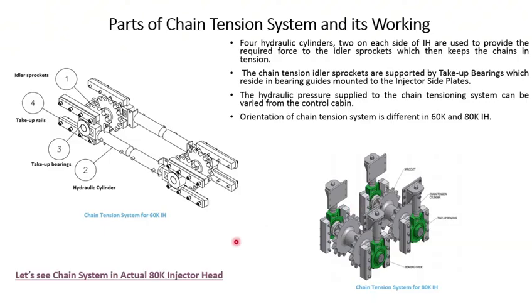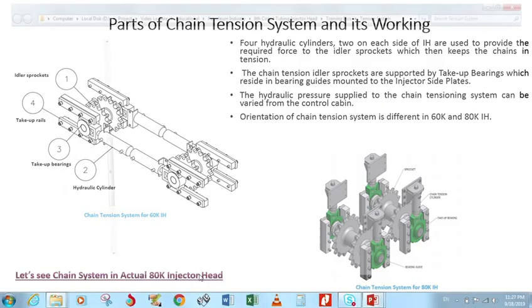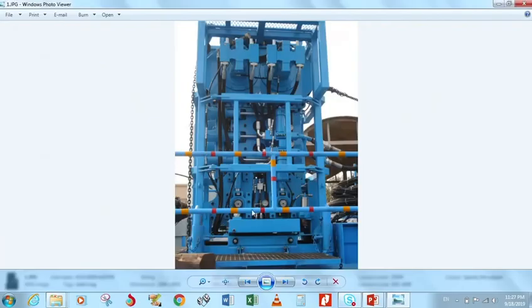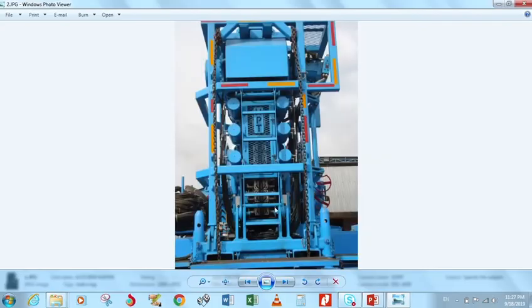Now let's see the chain tension system in an actual 80K injector head. Here we can see that these are the two sprockets and these are the two hydraulic cylinders which are used to push these two sprockets. Here is another view. We can see two sprockets on this side and two sprockets on the other side of the injector head.